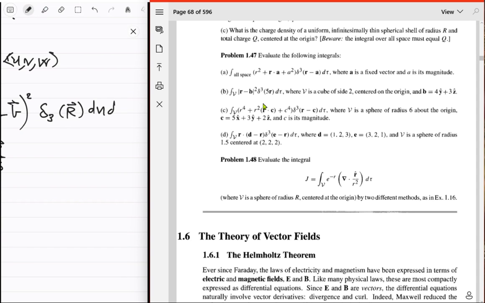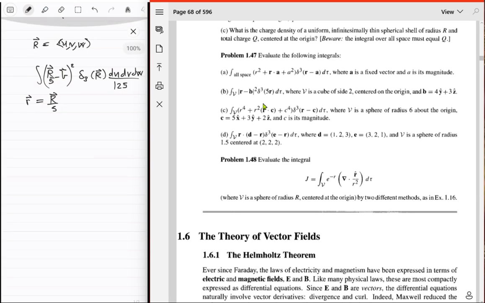Du dv dw upon 125, and this is the volume element in our new system, right? So then mathematically this thing is the same as a volume integral, although u, v, w are not really what our coordinates should be, but whatever, this is still the same thing mathematically. So then, awesome. First of all, let's simplify this thing.